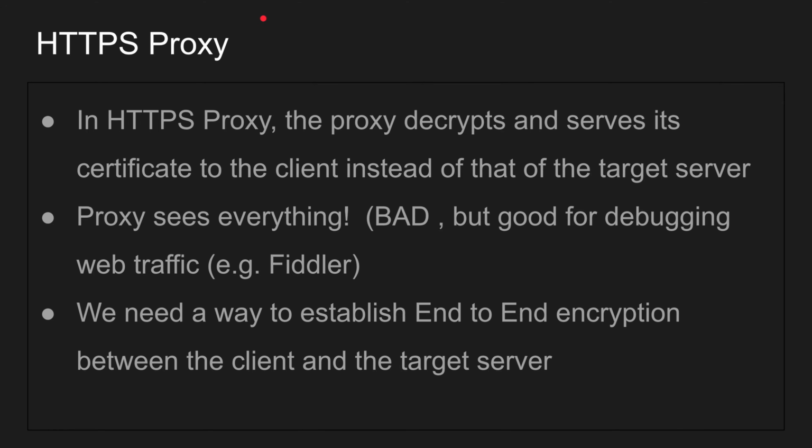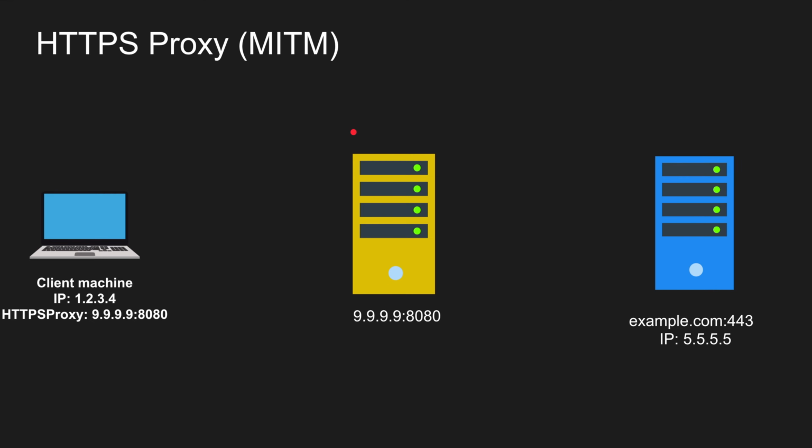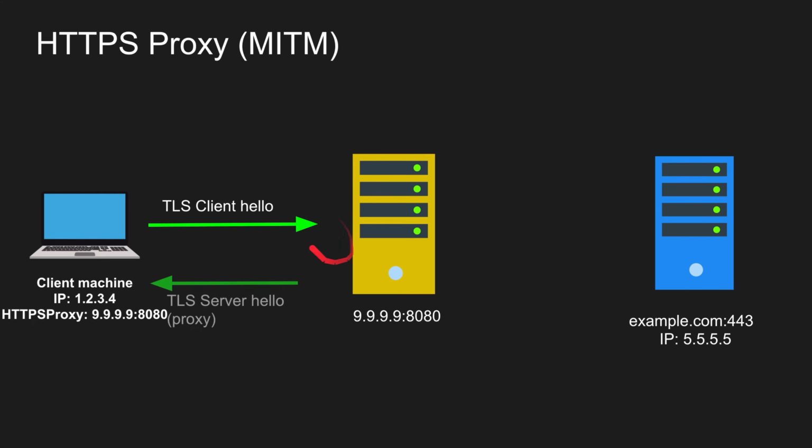HTTPS proxy decrypts the stuff, so it terminates the traffic. It's also called the TLS terminator. That's another fancy term for it. So let's see how it works. The client will establish, first of all, a normal TCP connection between itself and the proxy, and then sends the TLS client hello, right? And the proxy responds back with the TLS server hello in this case. So you're establishing a secure connection, nevertheless, between you and the proxy.